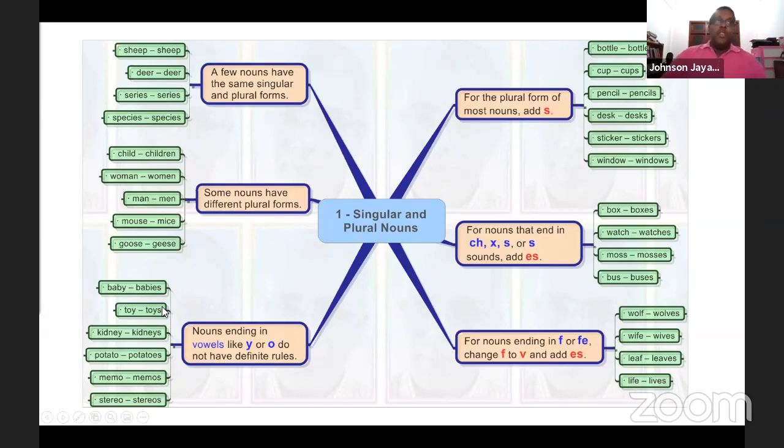Okay, so if you have nouns ending in vowels like y or o, vowel sounds, they do not have definite rules. So these you need to remember. So baby becomes babies, toy becomes toys, kidney becomes kidneys, potato becomes potatoes, memo becomes memos, stereo becomes stereos.